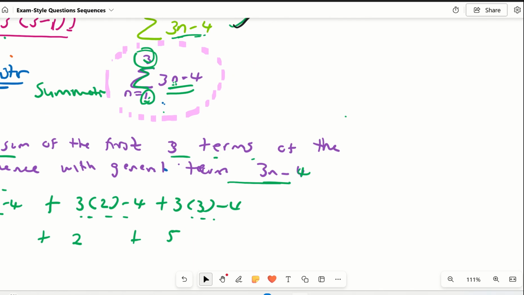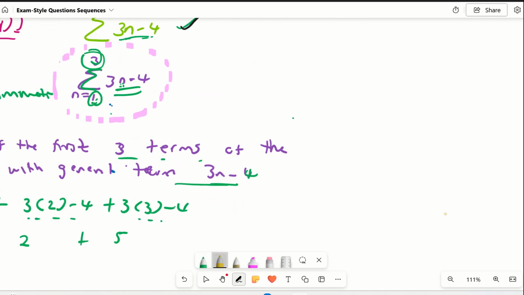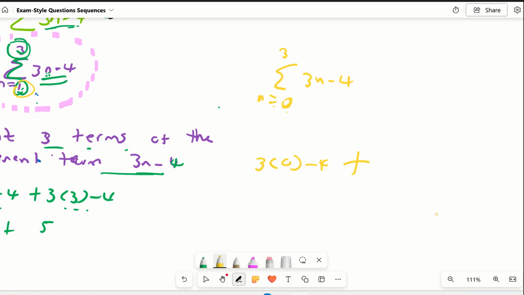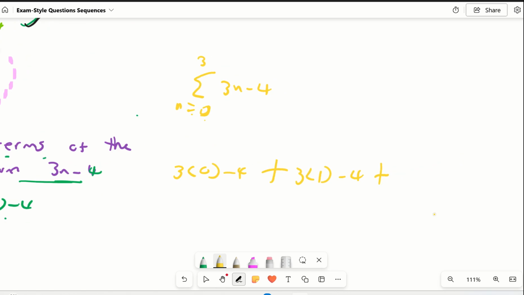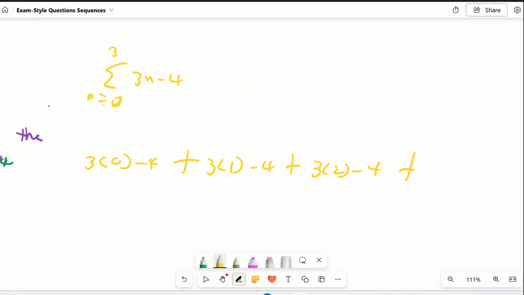If you ever come across something like this in an exam, same as that one, everything's the same. But the only difference is that it doesn't start at 1, sorry, it starts at 0. That means you're going to substitute like this. Start by substituting 0 there. And then summation means plus. Then 1. Summation means plus. Then 2. Summation means plus. Then the last one, 3.